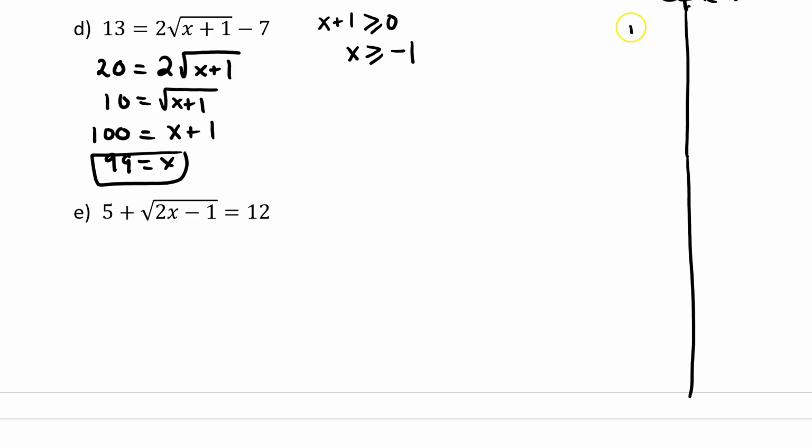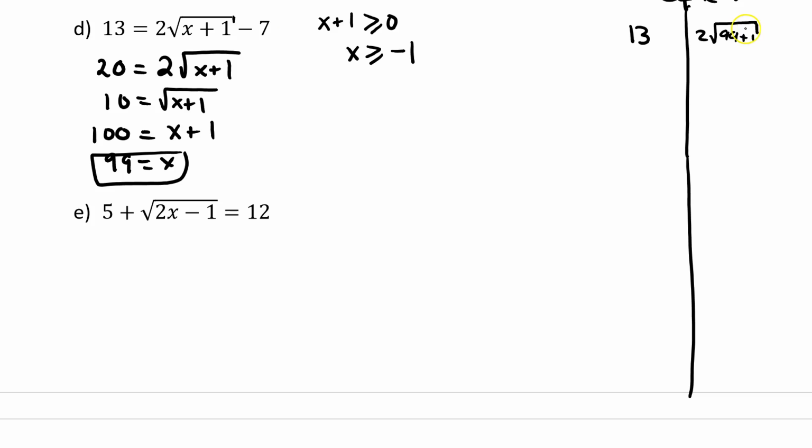So let's verify it. Left-hand side is real easy here. We have 13. And the right-hand side we have 2 times the square root of, well, let me make that a little bit smaller, the square root of 99 plus 1. And that's where my radical ends. It's important to note that it's not the square root of x plus 1 minus 7. It's the square root of x plus 1. And this ends, and then we have minus 7.